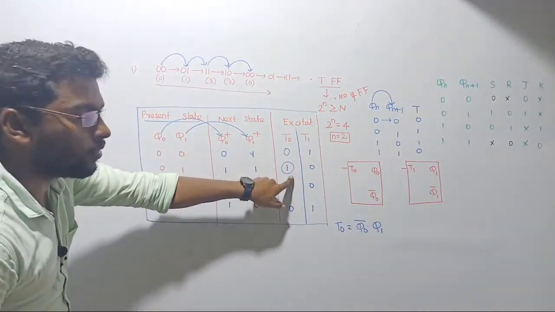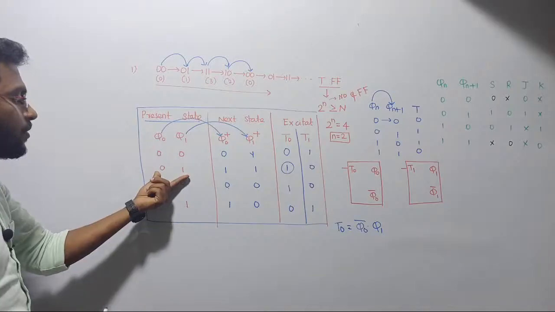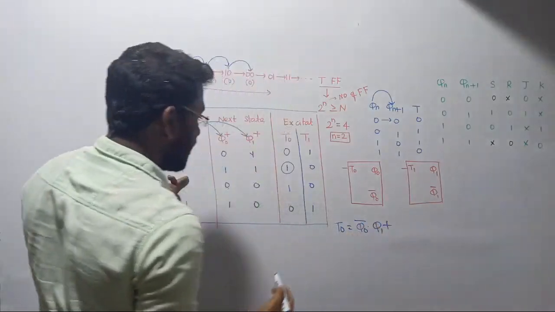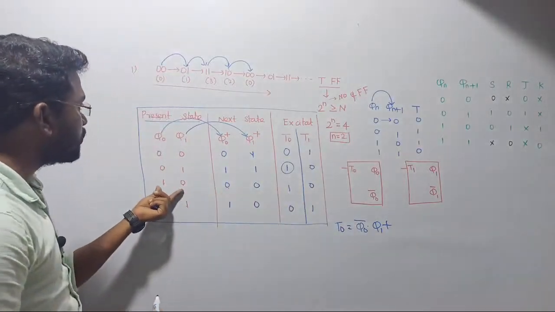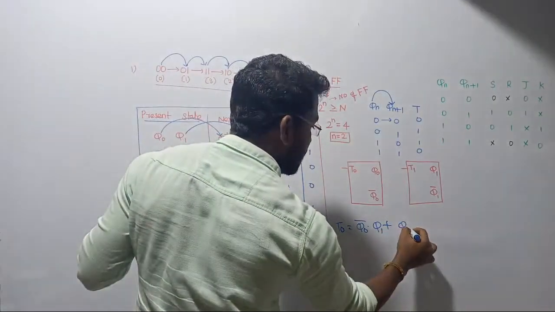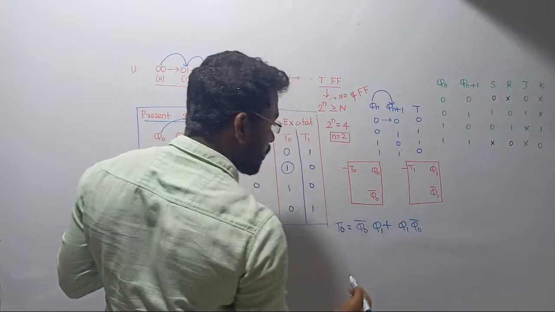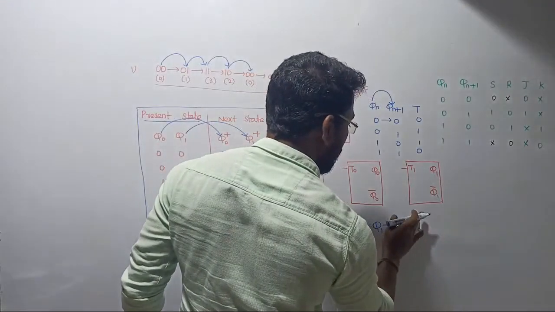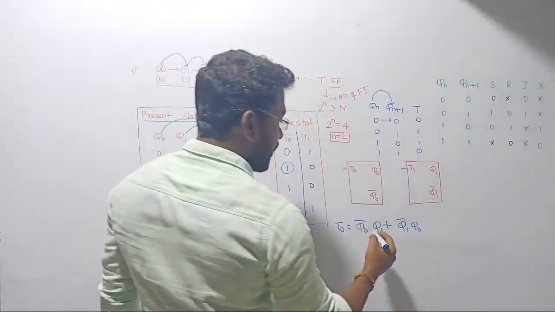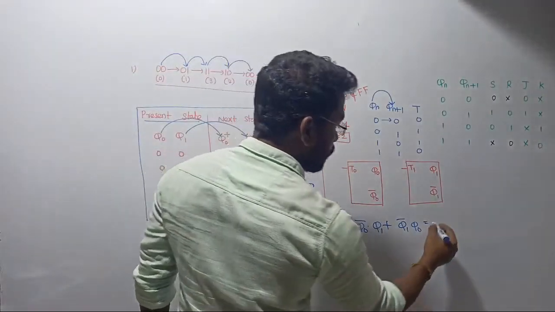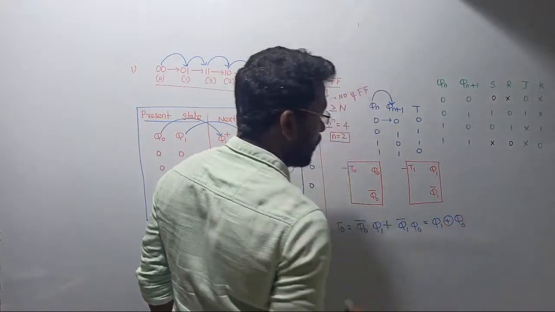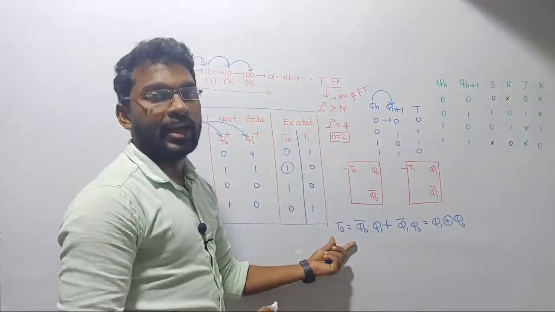Here I am getting minterm 1, right? Its possible inputs we know how to write. Similarly, plus I am getting one more minterm here. Its possible inputs are going to be Q0 Q1 bar, so Q1 bar into Q0, right? Of course, it's XOR logic. So we can say Q1 XORed with Q0. Clear? And that is going to be the input of T0, right?